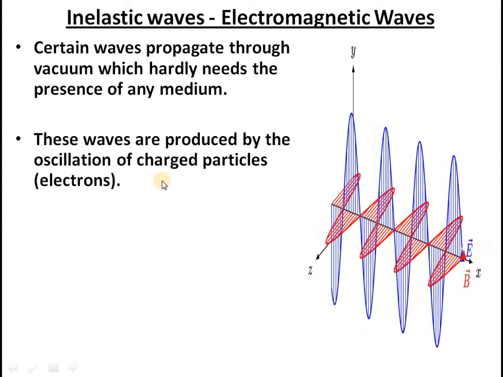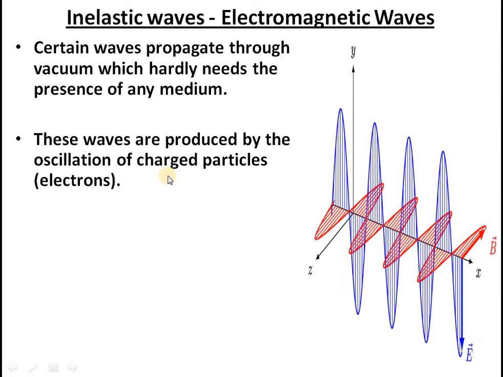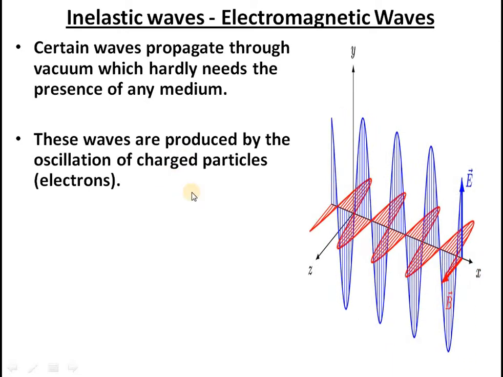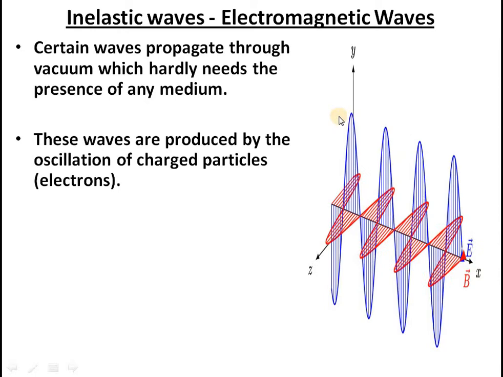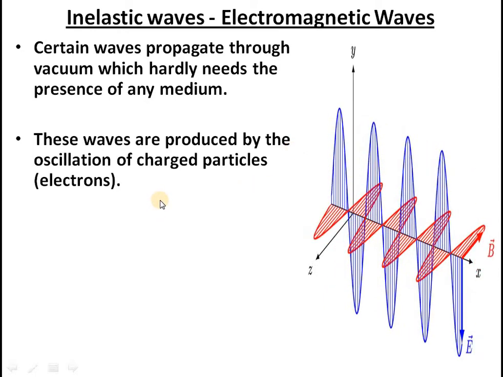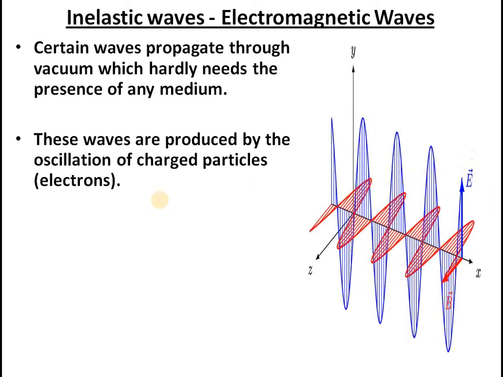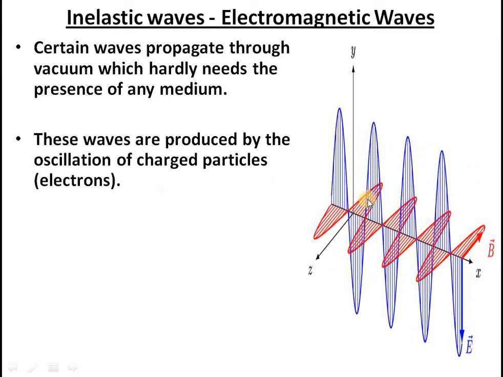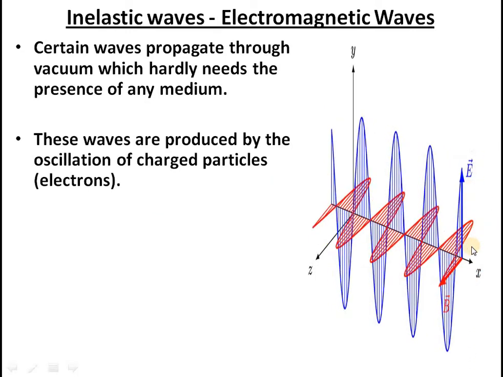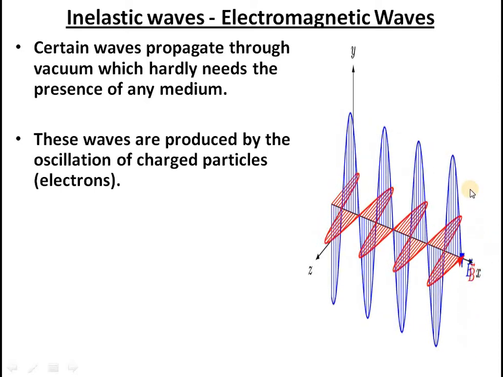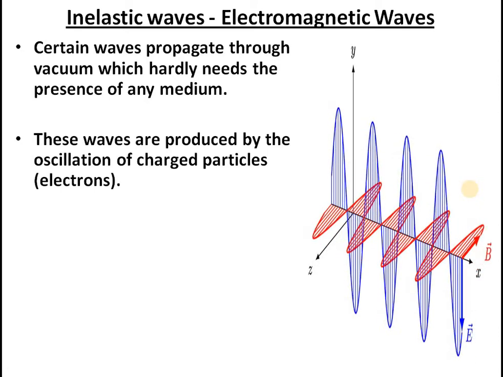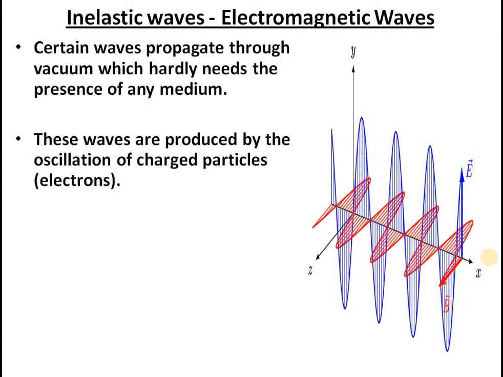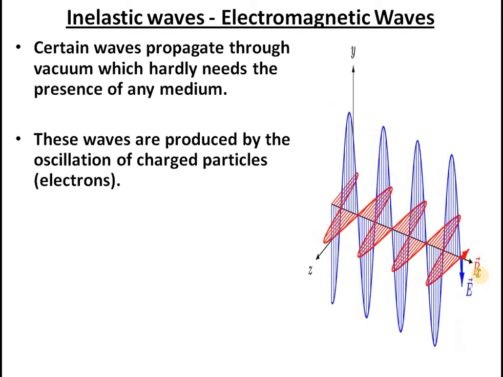Essentially, for example, in an antenna, when some signal is produced, electrons are oscillating along the antenna. The oscillation of electrons results in the production of some field quantities. Those field quantities are called electric field and magnetic field. It is shown here. So electric field oscillation produces magnetic field, and magnetic field oscillation subsequently produces electric field.